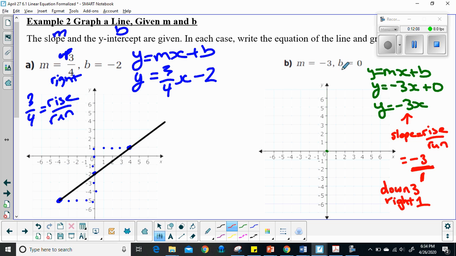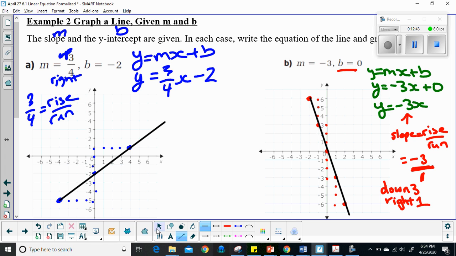So let's reiterate. Y-intercept is 0. So there's my 0. Now let's go down 3. 1, 2, 3, right 1. Dot. Down 3. 1, 2, 3, over 1. Dot. If I went the opposite direction, if I went up 3, I have to go to the left 1. And again, assuming you did it all correctly, you should be able to create a nice, perfectly straight line. And there you have it.